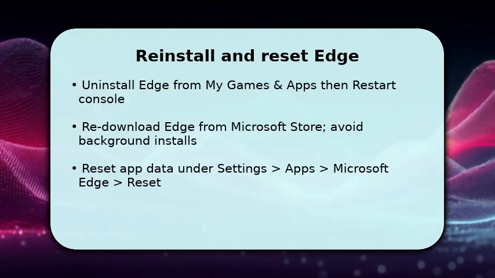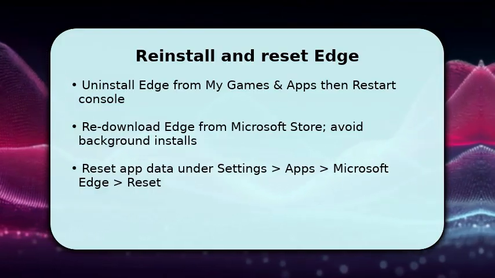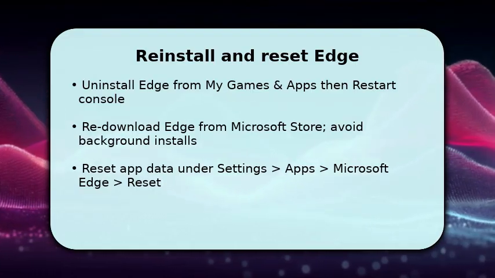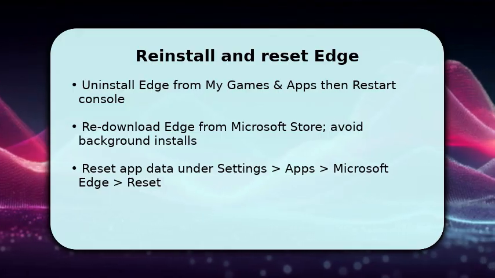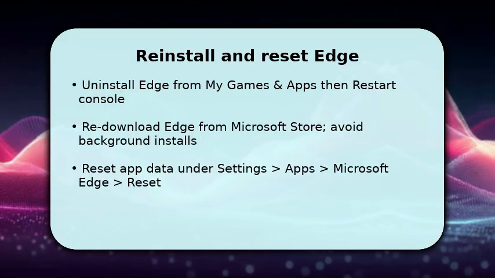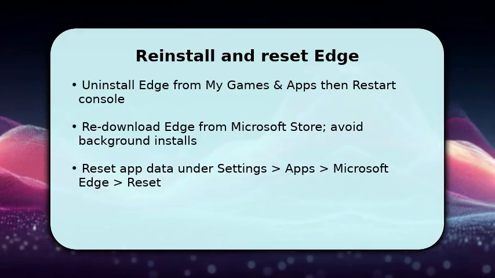First, uninstall Edge from My Games and Apps, then fully restart your Xbox to clear any locked files. After the reboot, download Microsoft Edge from the store and wait for the installation to finish before opening it. This prevents partial installs. If problems persist, use Settings app's Microsoft Edge Reset to restore defaults.